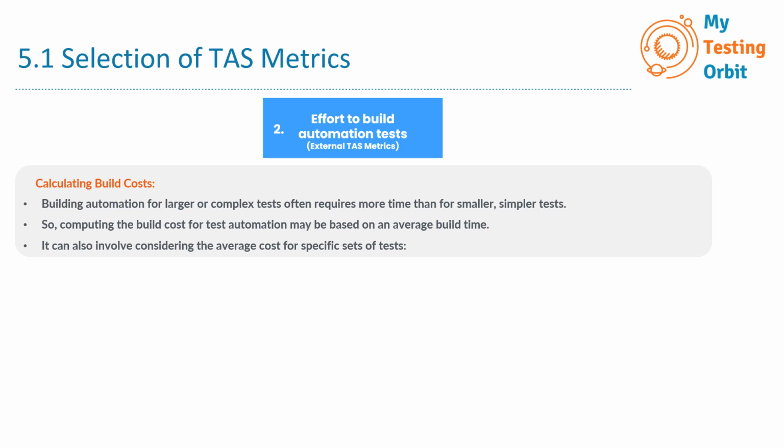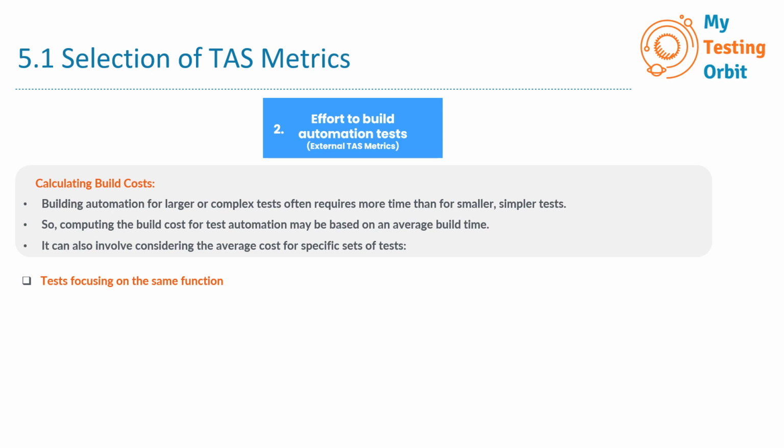It can also involve considering the average cost for specific sets of tests. The first one would be tests focusing on the same function. Okay, so to understand this, we will take an example. So let's say that you are in charge of testing a new e-commerce website and you want to automate your test effectively while staying on budget.